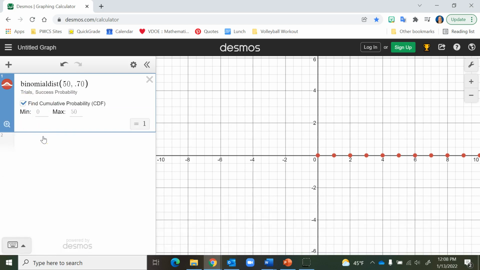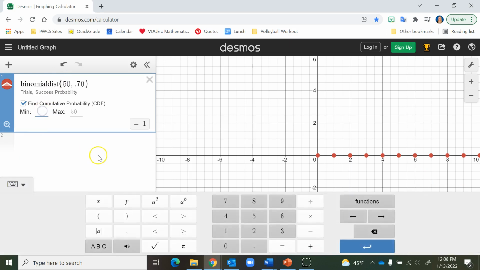Otherwise we would have to click on these little dots and add things up, and it would be very time consuming. So the probability that exactly 40 out of 50 students do their practice problems on time, we want Desmos to tell us the probability of exactly 40. So we put a min and a max of 40, and there's our probability right there, 0.0386.